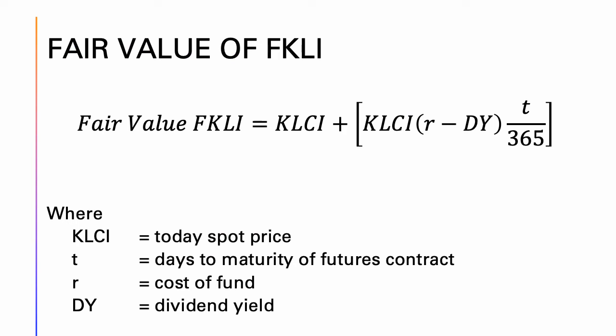So how to calculate the fair value of FKLI? This is the formula for fair value of FKLI. It is equal to KLCI plus KLCI times (R minus DY) times T divided by 365. KLCI is today's spot price. T is the number of days to maturity of the futures contract. R is the cost of fund or interest rate. DY is the dividend yield.